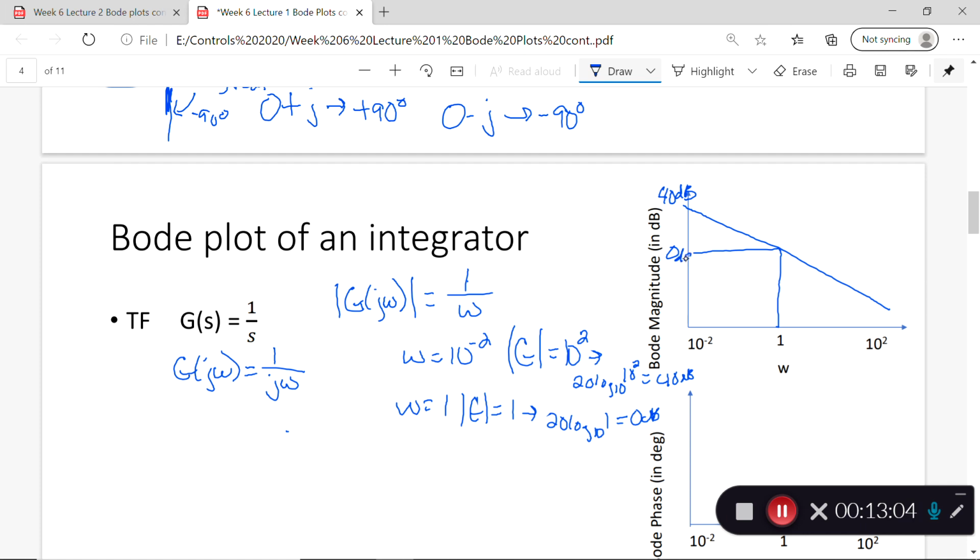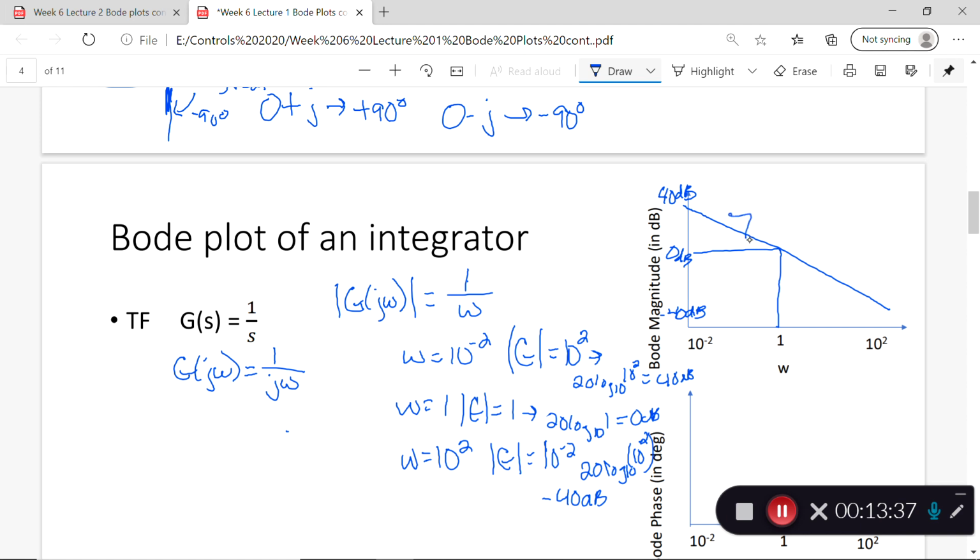What about at 10 to the positive 2? We're getting the pattern with this. When I plug in 10 to the positive 2 for omega in this transfer function, my magnitude of my transfer function will become 10 to the negative 2 because I'm dividing by it. So in decibels, that is 20 times log base 10 of 10 to the negative 2. It's negative 2 times 20, negative 40 decibels.